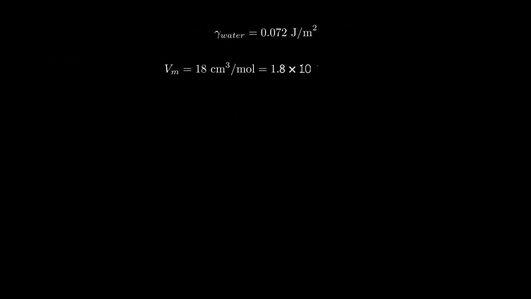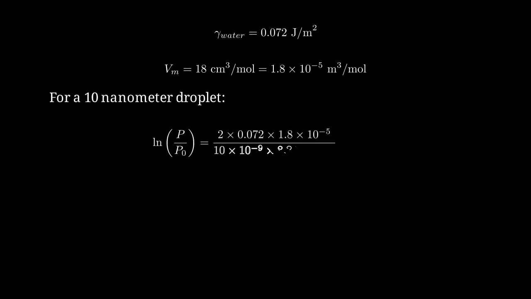The molar volume is 18 cubic centimeters per mole, which equals 1.8 times 10 to the minus 5 cubic meters per mole. For a droplet of radius 10 nanometers, the natural log of P over P0 equals 2 times 0.07 times 1.8 times 10 to the minus 5 divided by 10 times 10 to the minus 9 times 8.314 times 298, which equals 0.104.